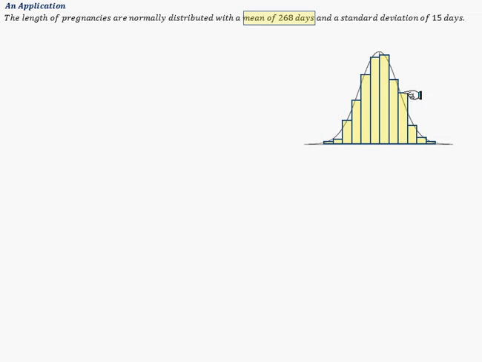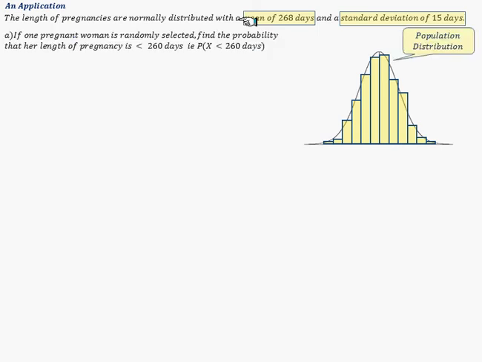Now we're going to apply that to the case where we're looking at the population, the length of pregnancies, which are normally distributed with a mean of 268 days, standard deviation of 15 days. We want to find the probability that one pregnant woman is selected at random, and that her length of pregnancy is below 260 days.